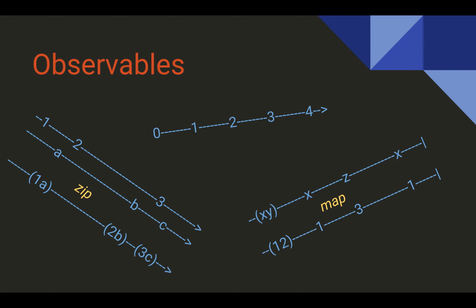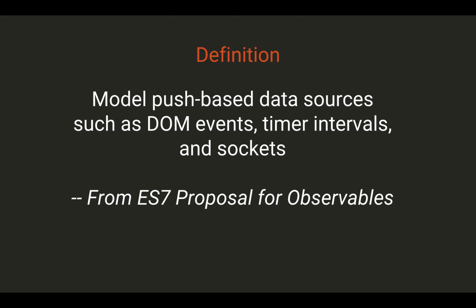Now some people may already be familiar with the concept, but some people have maybe never heard of this term in their life, so we'll start with a quick definition from the ES7 proposal to make observables part of the standard library. So the definition is they model push-based data sources such as DOM events, timer intervals, and sockets. Now that's a pretty short definition because most of it is actually just examples, things that are modeled with observables. So the whole definition is really just they model push-based data sources.